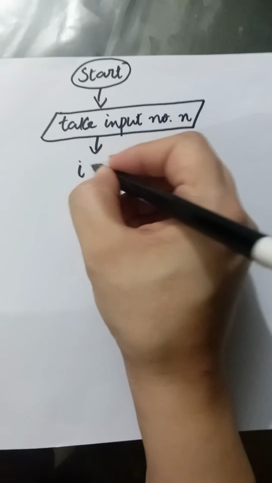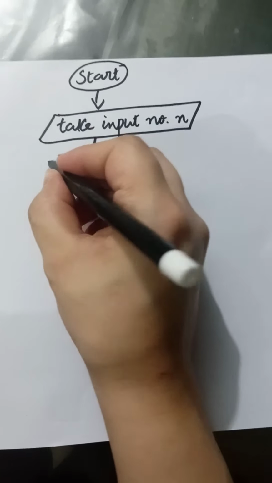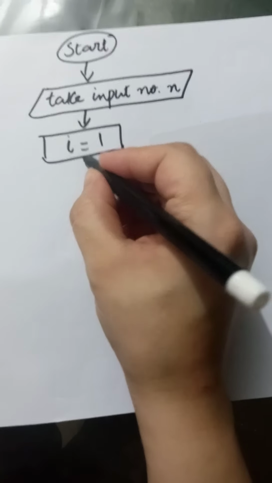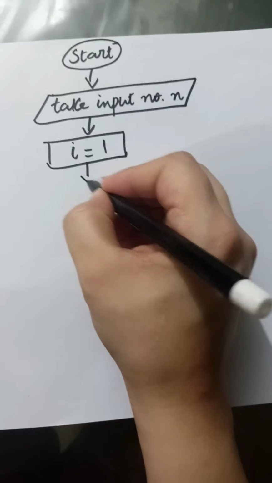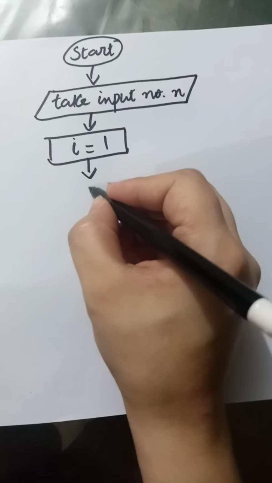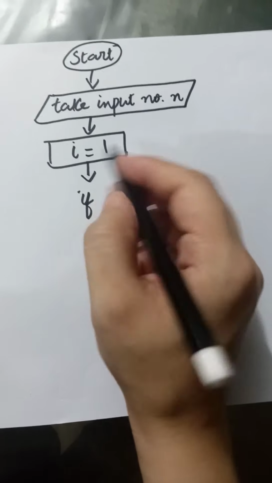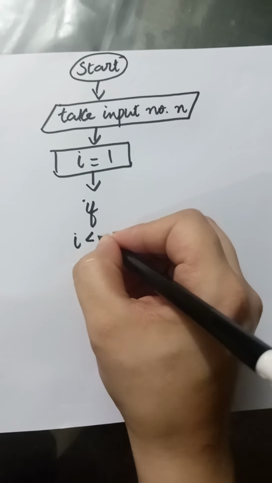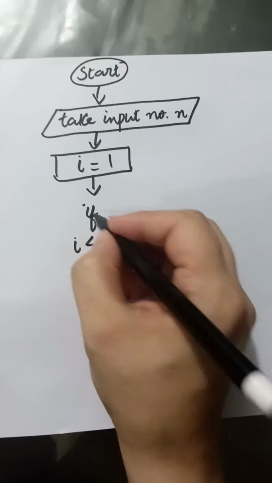Begin your flowchart with the start symbol. Then take input from the user. Set I to 1. Now there comes a decision box. We have to check if the value of I is less than or equal to the user input or not.